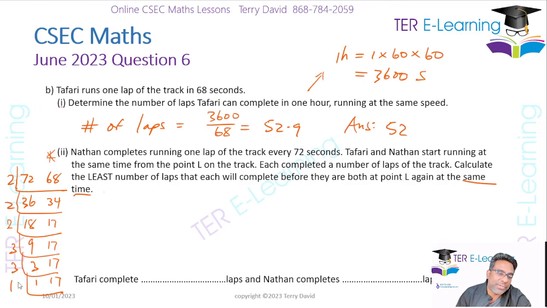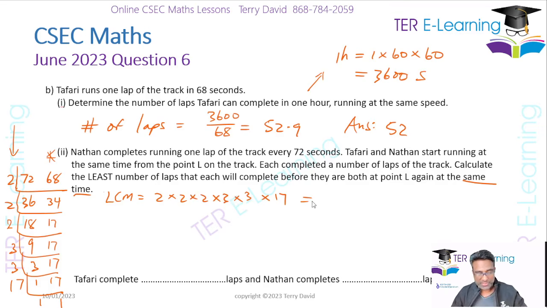And then the last thing I'm going to do is to divide by 17. You get 1 here, 1 here. To get my LCM, all I need to do is to multiply all these numbers here. So the LCM, right, is going to be 2 by 2 by 2 by 3 by 3 by 17. That is going to give me 1224.